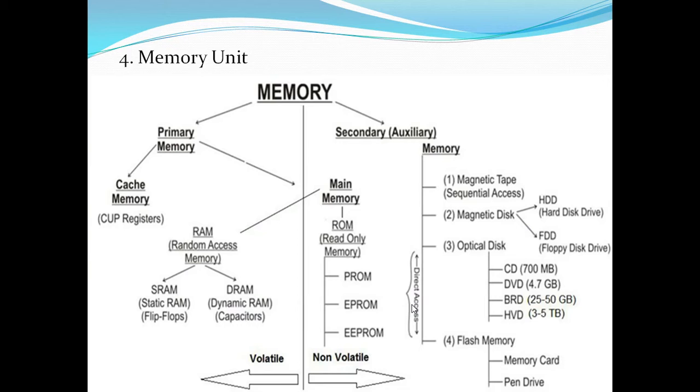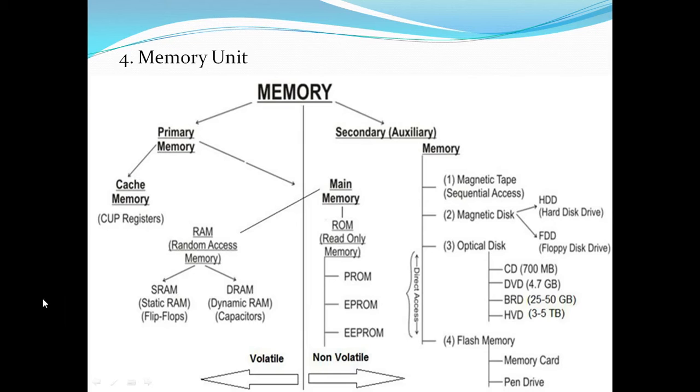Now see, the fourth component is the memory unit. Your memory is divided into two parts, primary memory and secondary or auxiliary memory. This secondary memory is called external memory, or the storage device which you insert into the computer. Fine. The primary memory is the internal memory of the computer or the inbuilt memory of the computer.